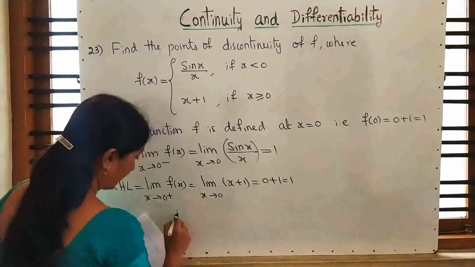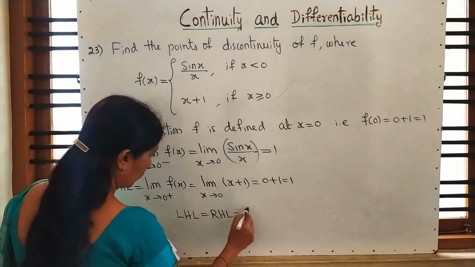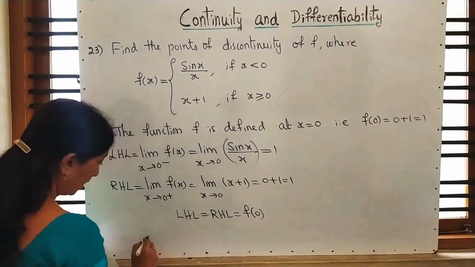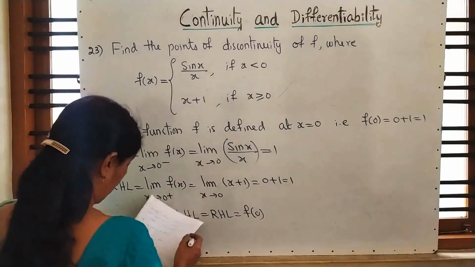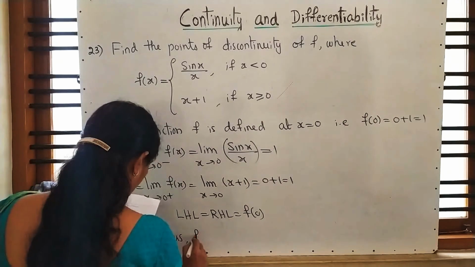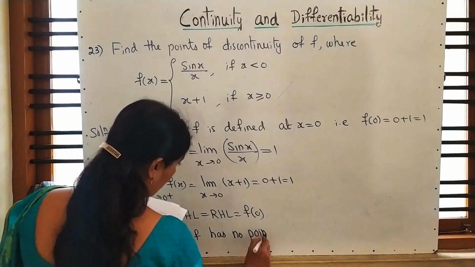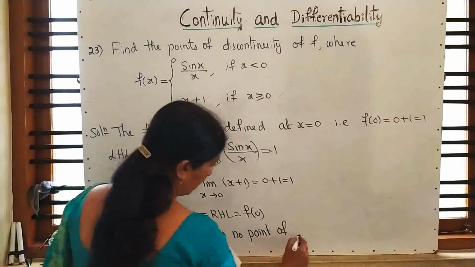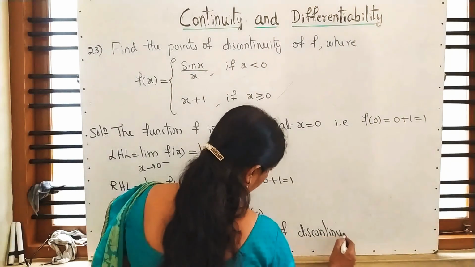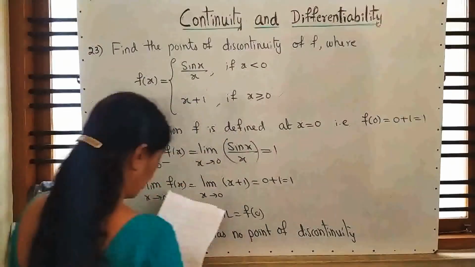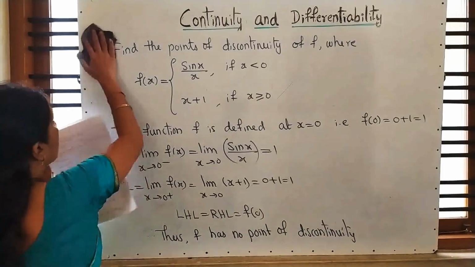Now observe. LHL is equal to RHL is equal to f of 0. Therefore, there is no point of discontinuity. Thus, f has no point of discontinuity. Understood? So this is how we are solving. Moving to the next question, question number 24.